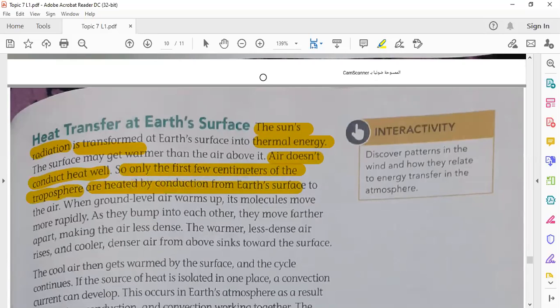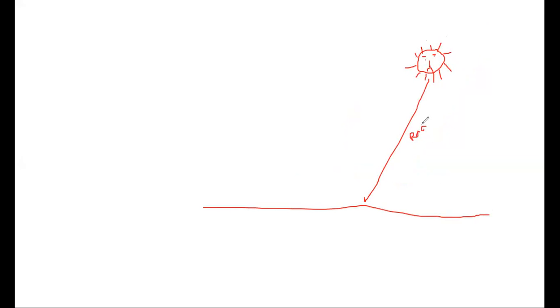First, look here. This model will explain how heat transfers at the surface. This is the sun. This is the Earth's surface. Heat moves from the sun to the surface by what? Radiation. This is the first way.